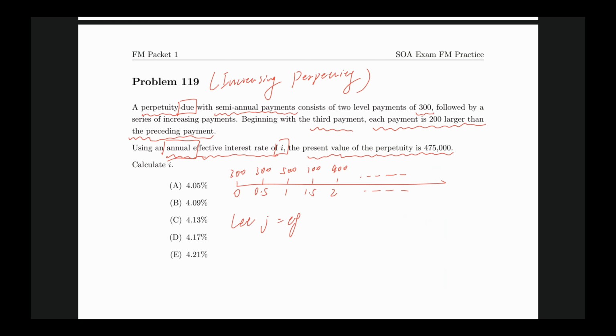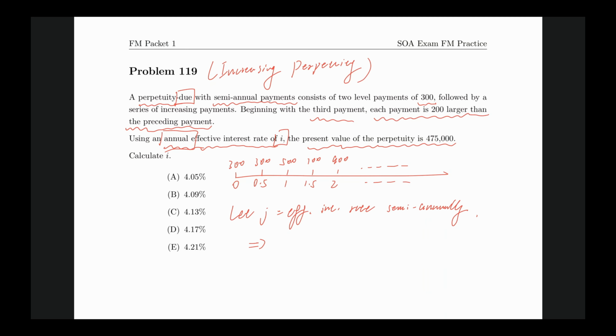So let's find J first, because we can just treat them as half a year and half a year like that. And don't forget, since they are both the effective interest rate, this implies that 1 plus I equals 1 plus J squared. Okay, so now we can try and find our J.